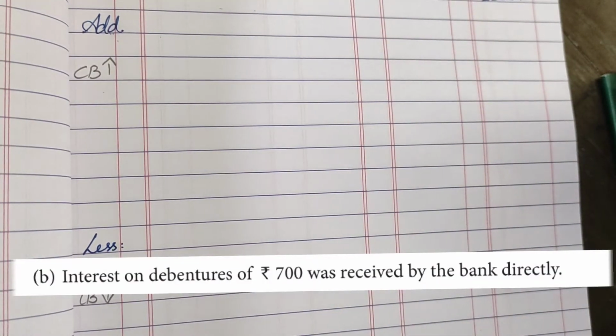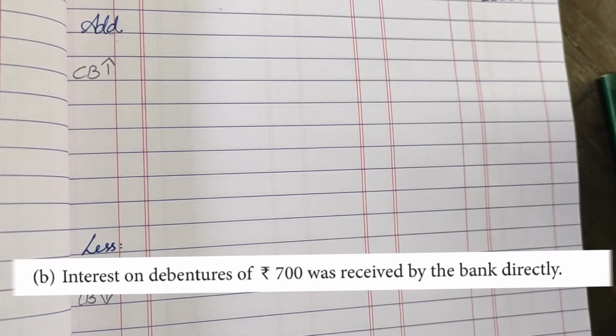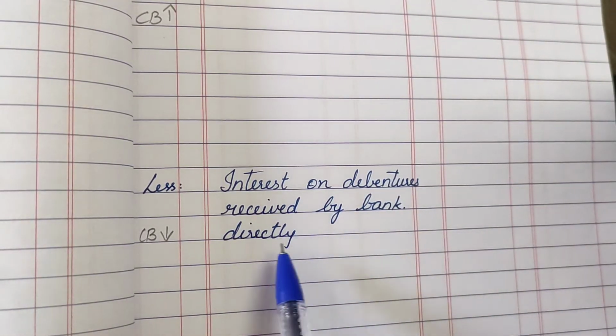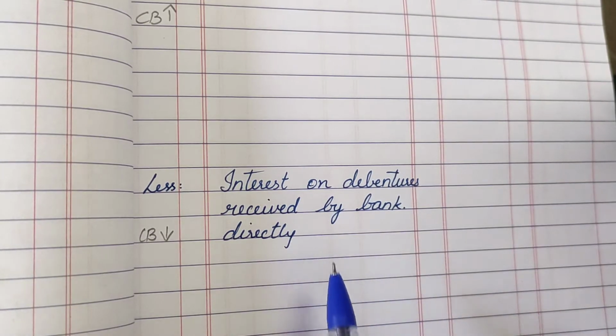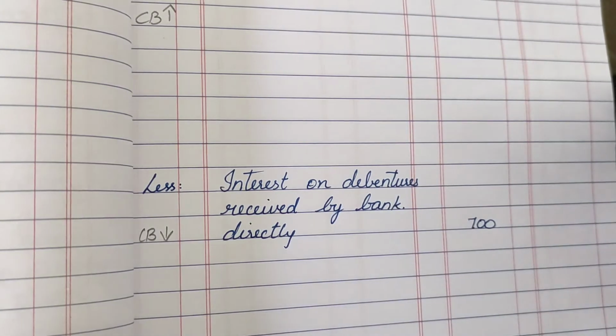The first item is interest on debenture of 700 was received by the bank directly. So the bank receives it directly. So when a bank receives it directly, passbook is increasing. If the passbook is increasing, ultimately the cash book is decreasing. So when the cash book is decreasing, we are going to write it in the less category. So interest on debentures received by bank directly and the amount is 700. See that you write it in the inner column, not in the outer column.